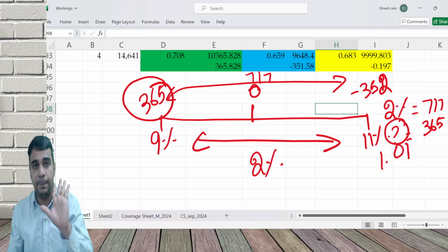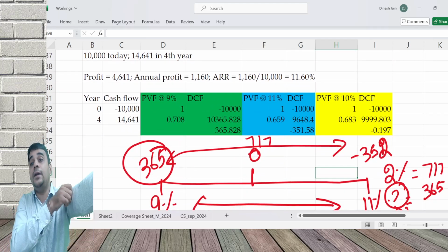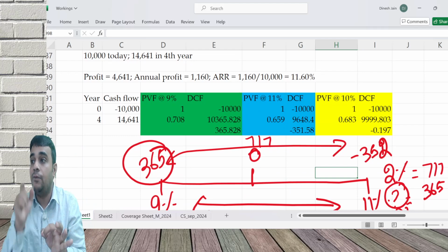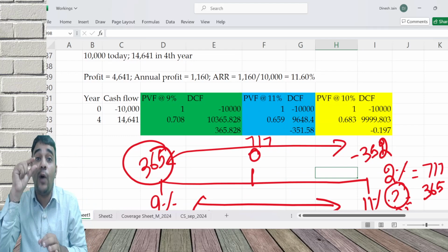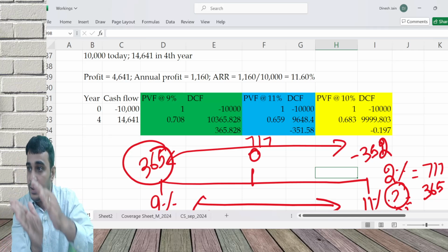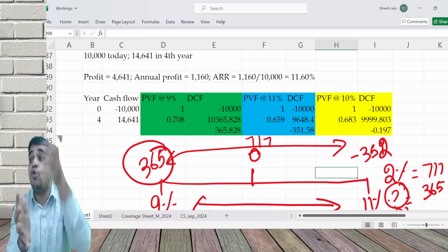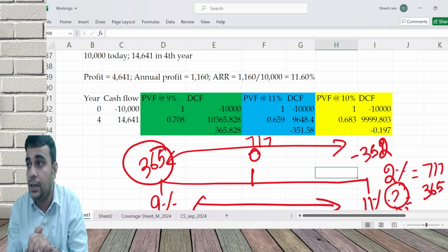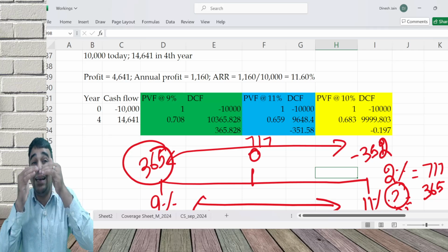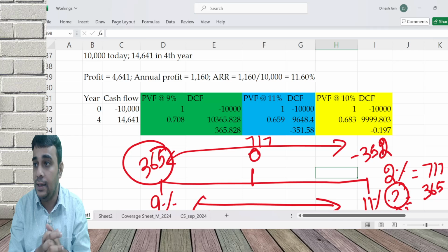Any doubts on this? I'll repeat again. What we are trying to do is find at what discount rate I will have zero NPV. If you have zero NPV, it means you are earning that much. If you are generating positive NPV, it means you are earning more than the discount rate. And if you are getting a negative NPV, it means you are earning lesser than the discount rate.